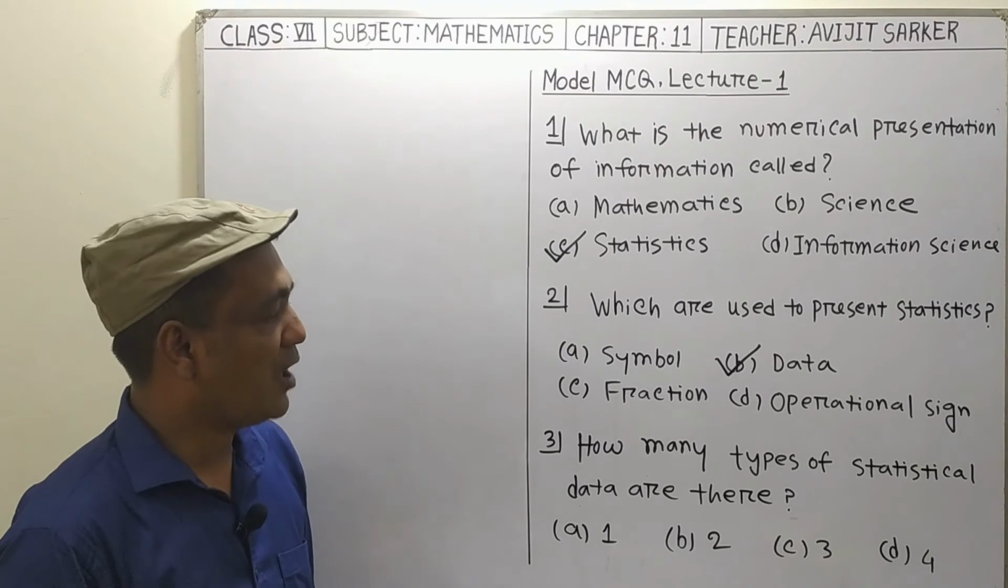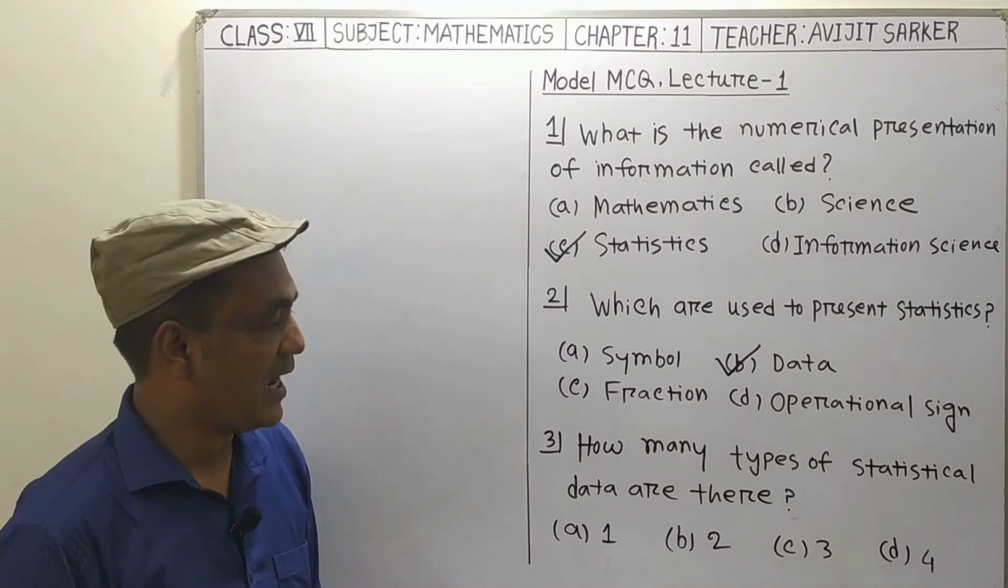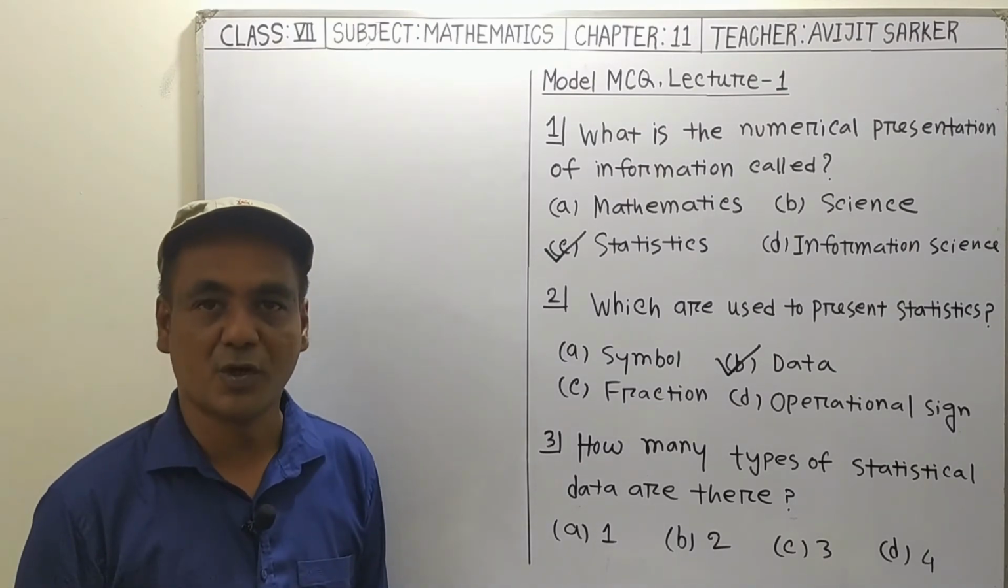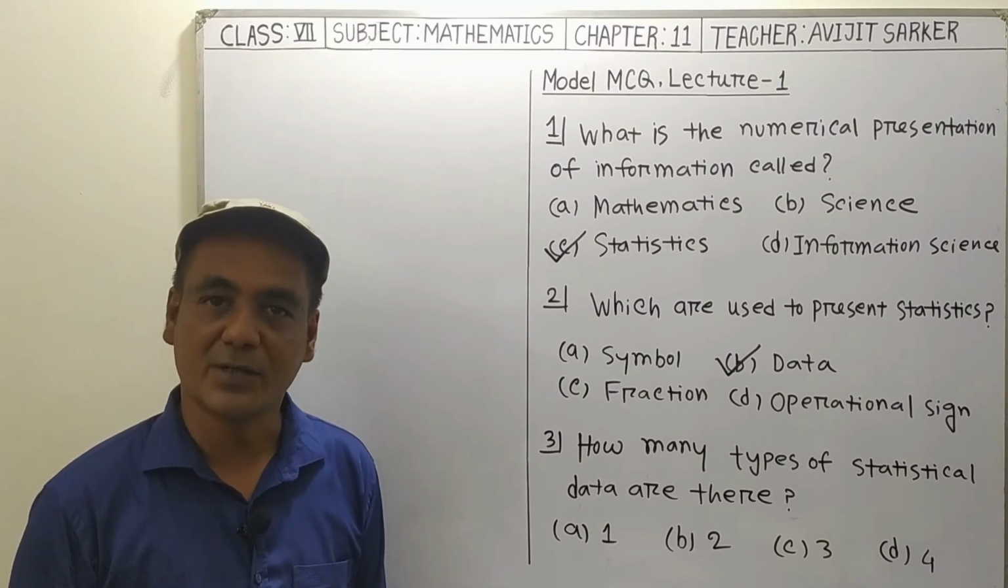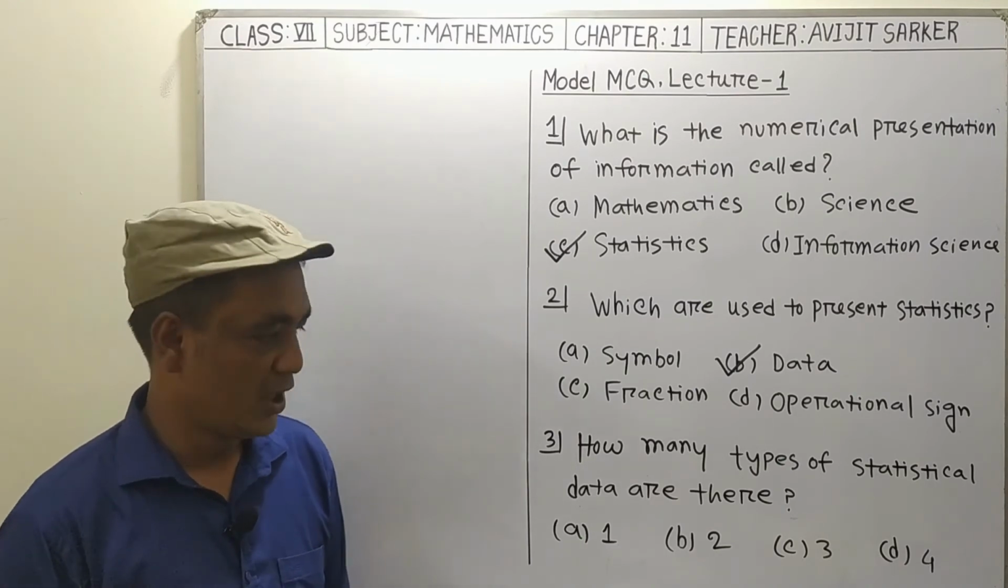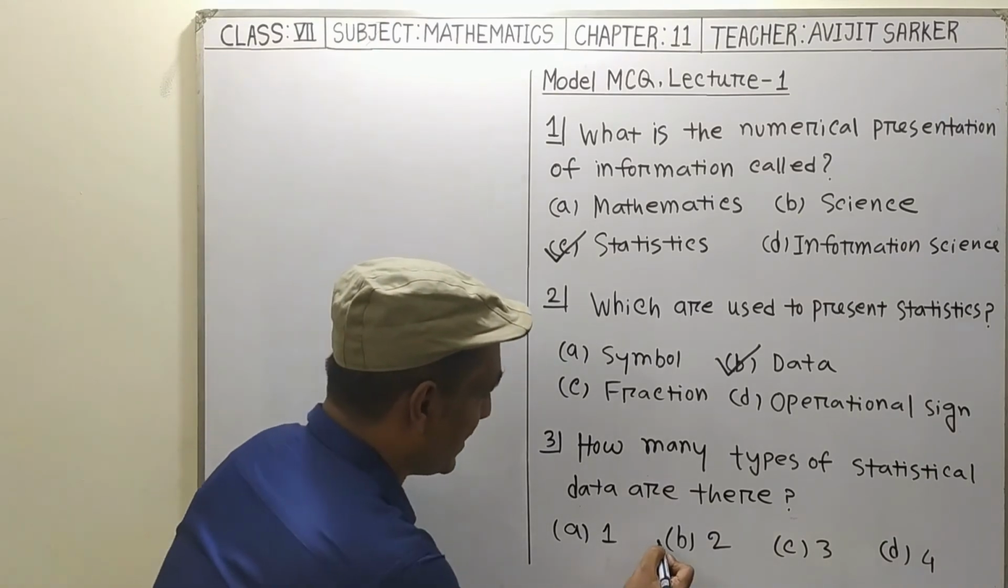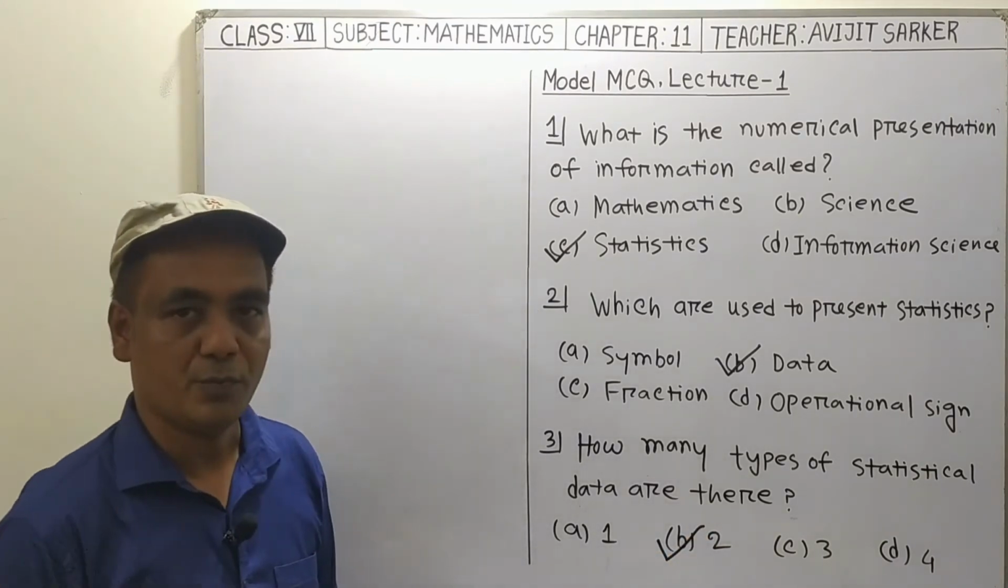Question 3. How many types of statistical data are there? According to source, 2 types of data are there. First one primary data and second one secondary data. So the correct option is B, 2.